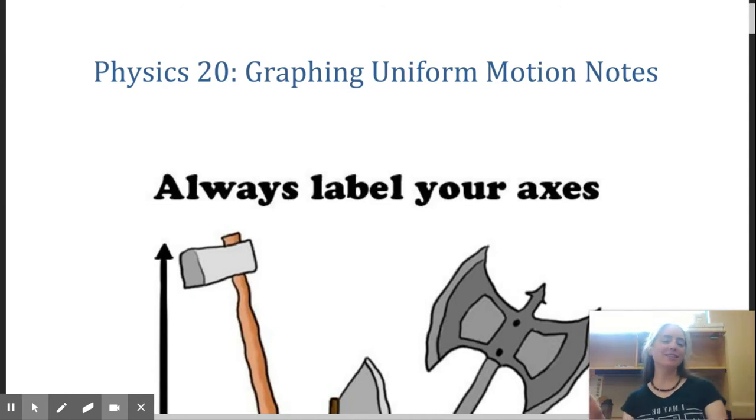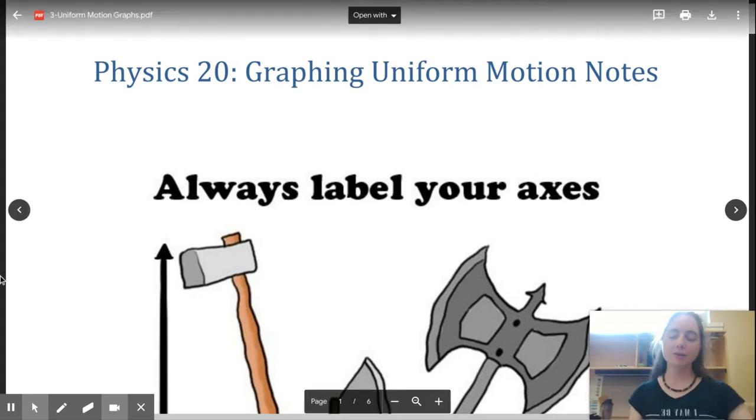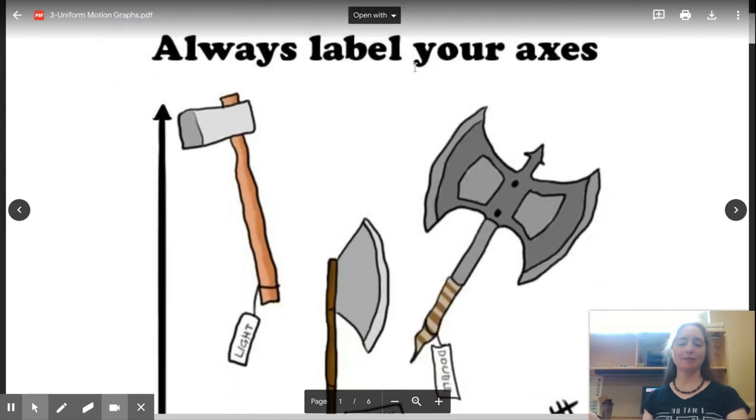All right, so ladies and gentlemen, welcome to the third set of notes in Physics 20. We're going to be looking at graphing uniform motion. This is why we spent so much time on the review with graphing, because we're now going to be applying that lovely knowledge to this stuff. So, ladies and gentlemen, please enjoy the meme.